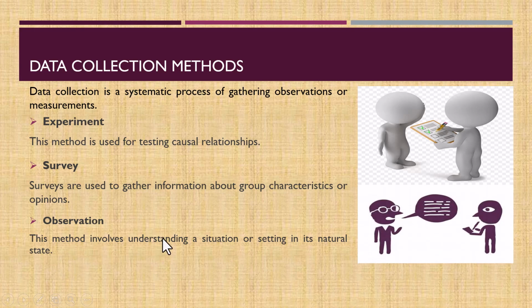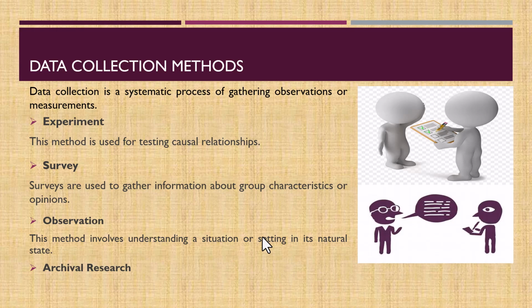We have observations, and this method involves understanding a situation or a setting in its natural state. For example, it could be a mystery shopper. If you're gathering information from receptionists and you want to know their behaviors, I would just observe and see how the receptionist behaves. This picture gives you an insight into the observation data collection method.